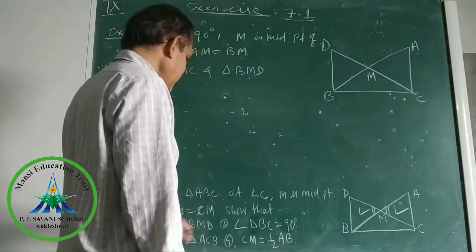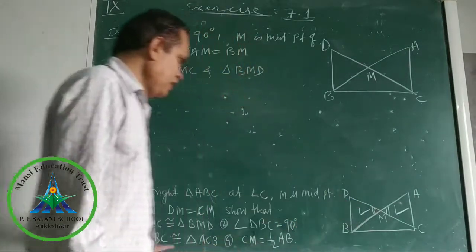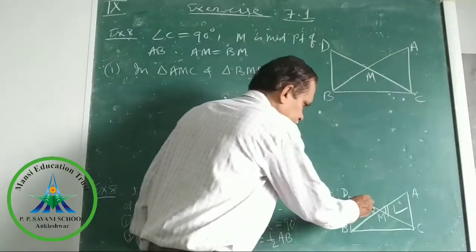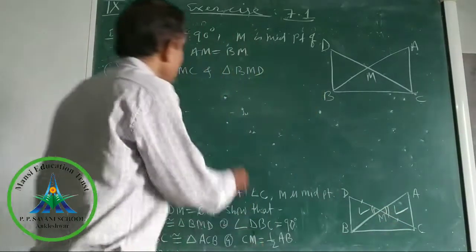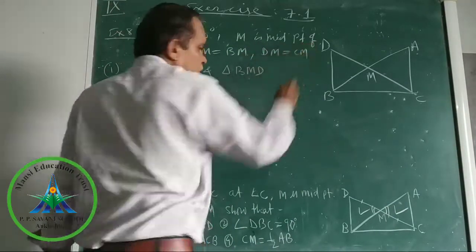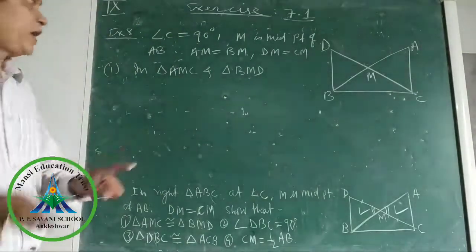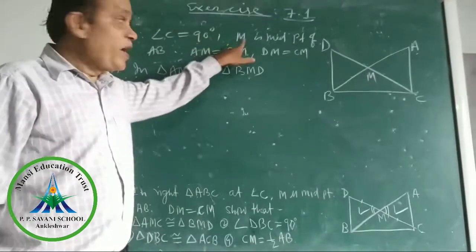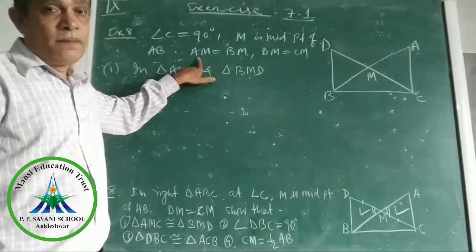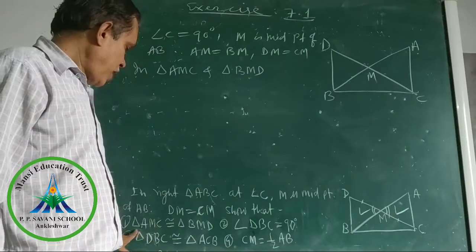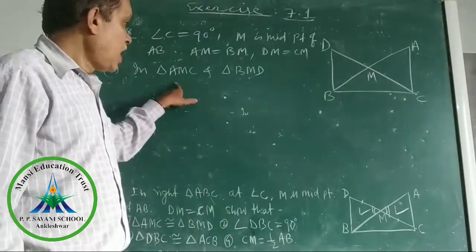See, you are given M is the midpoint of AB. Also, you are given DM equal to CM. This is all given to you. So first we have to write properly what is given: angle C is 90 degrees. M midpoint means AM equal to BM. DM equal to CM, given. Now marking these triangles.